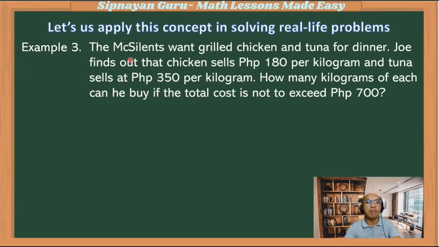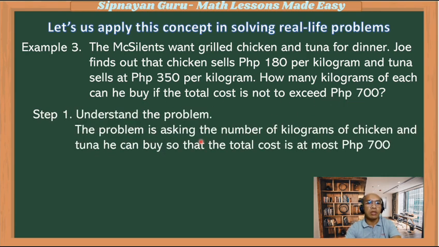Example number 3. The Maxilens want grilled chicken and tuna for dinner. Joe finds out that the chicken sells 180 pesos per kilogram and tuna sells at 350 pesos per kilogram. So how many kilograms of each can he buy if the total cost is not to exceed 700 pesos? So the problem is asking for the number of kilograms of chicken and tuna he can buy so that the total cost is at most 700 pesos.